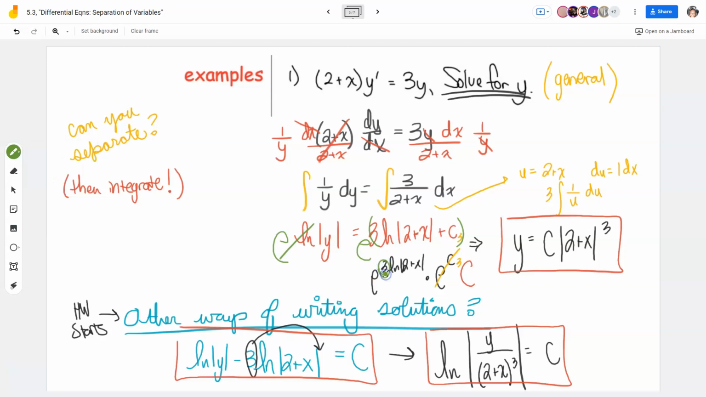What happened to the 3? It went up as a power, and as soon as it got out of there, what did the e and ln do to each other? Got 'em. How come the e to the c just becomes a c? Oh, because e is a number, 2.71828 raised to any constant will be a new, like a C4. It'll be a new constant.